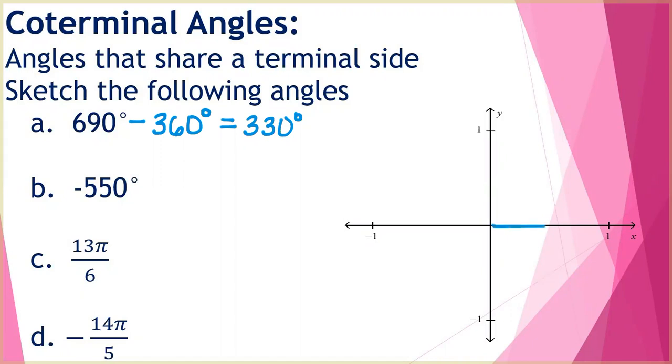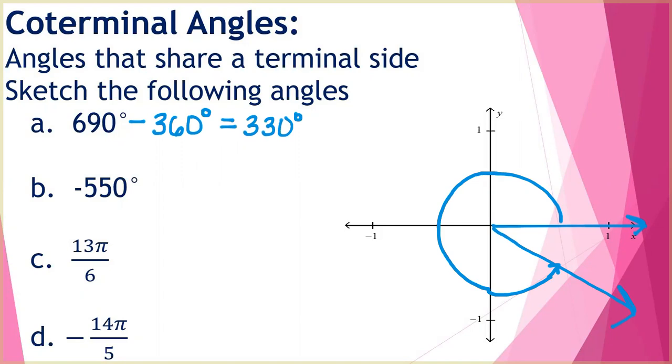So I'm going to start here, and then I'm rotating around. So this will be 90. This is 180. This is 270. So 330 would be somewhere about right there, we'll say. And that would be your answer for part A.